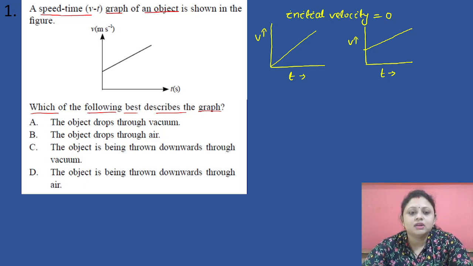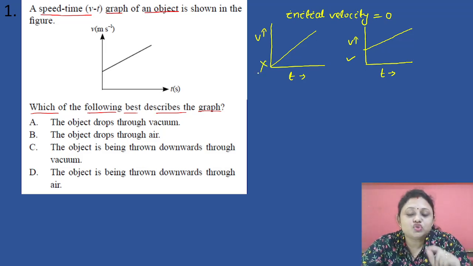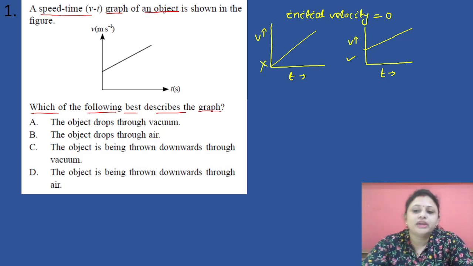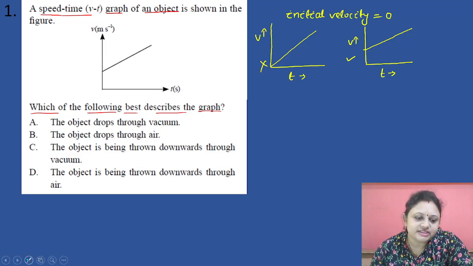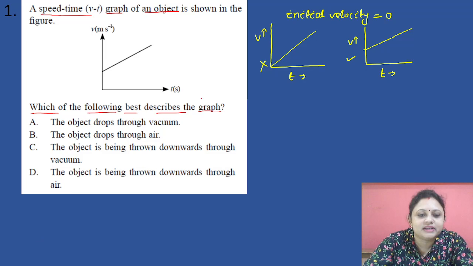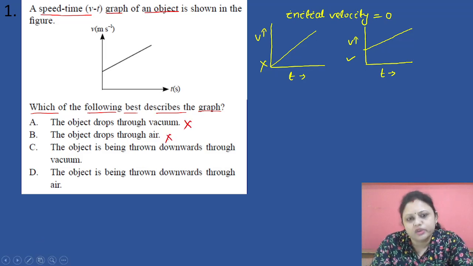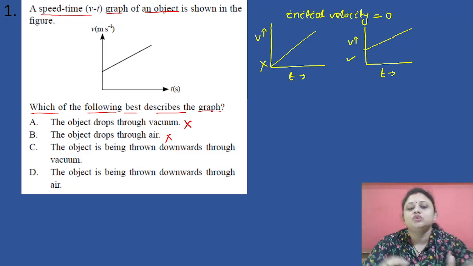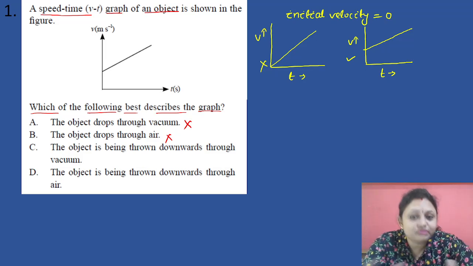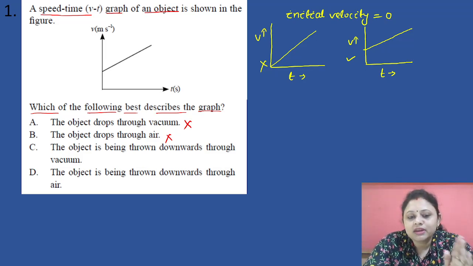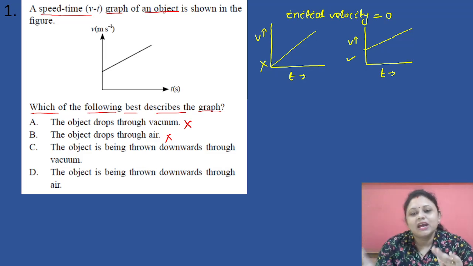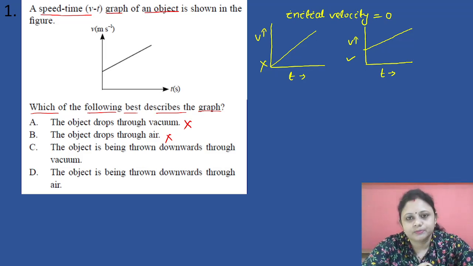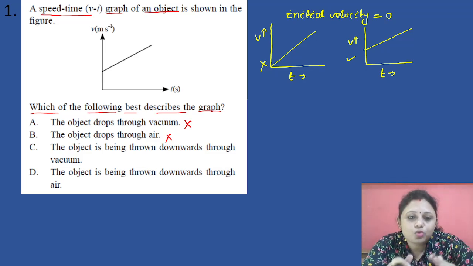Next, as the graph given resembles this one, it does not resemble this one. Why? Because we are not dropping the object. So if we are not dropping the object, that means options A and B are not going to be our answer, right? Next is about throwing the object through vacuum or through air. So what is the difference between them? If we throw it downwards through air, then air will offer some resistance to the motion of the object.